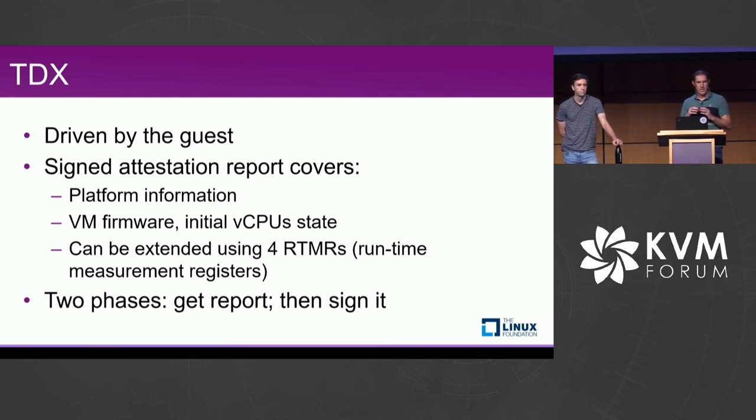So unlike SNP, where the measurement was taken once at launch time, here you can issue commands to extend these various RTMRs and basically update the measurement of what is being executed or loaded. Actually, getting the attestation report is done in two phases, getting the report and then using some other mechanism to sign it, but for our purposes, it does not matter.